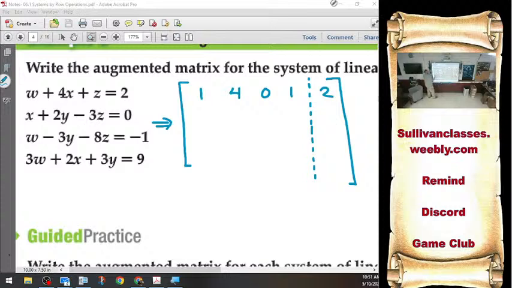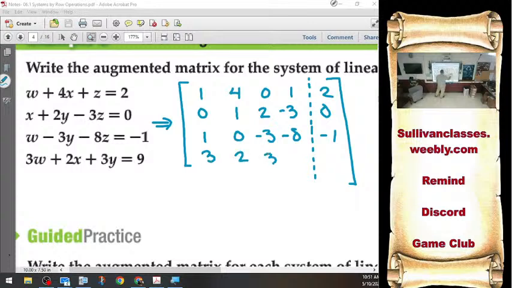W, X, Y, Z. 0, 1, 2, -3, 0. W, X, Y, Z. I need a placeholder again. 1, 0, -3, -8, -1. W, X, Y, Z. Again, I need a placeholder. 3, 2, 3, 0, 9. Okay, it's just the coefficients and then the constants at the end that matter.